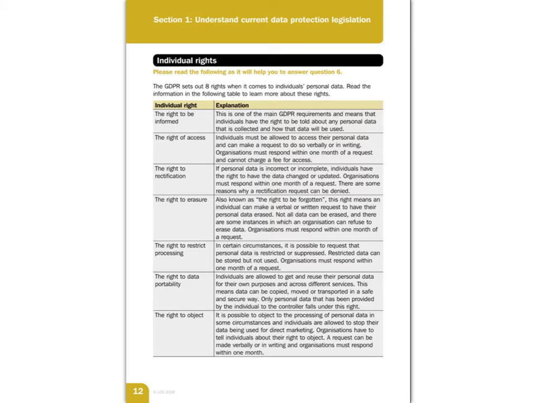The right to data portability, another one the big IT companies can often hide behind. Individuals are allowed to get and reuse their personal data for their own purposes and across different services. This means the data can be copied, moved or transported in a safe and secure way. Only personal data that has been provided by the individual to the controller falls under this right. So you have the right to be able to download all the photos you've stuck up on Facebook, to be able to copy them to Google Photos, for example, or whatever that you might want to do.